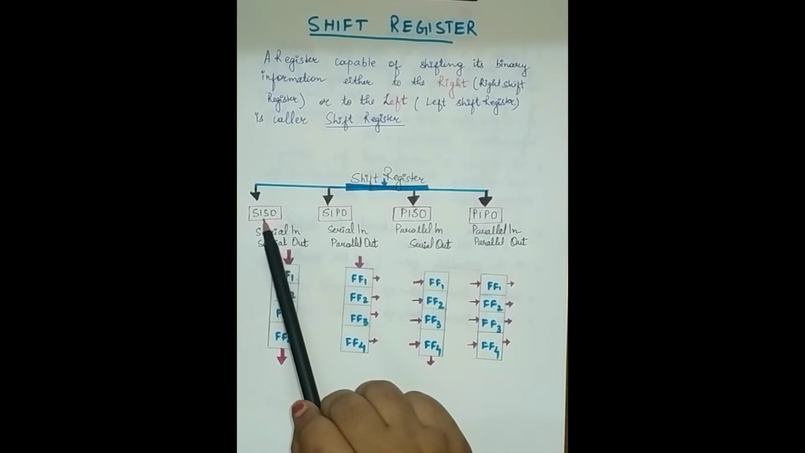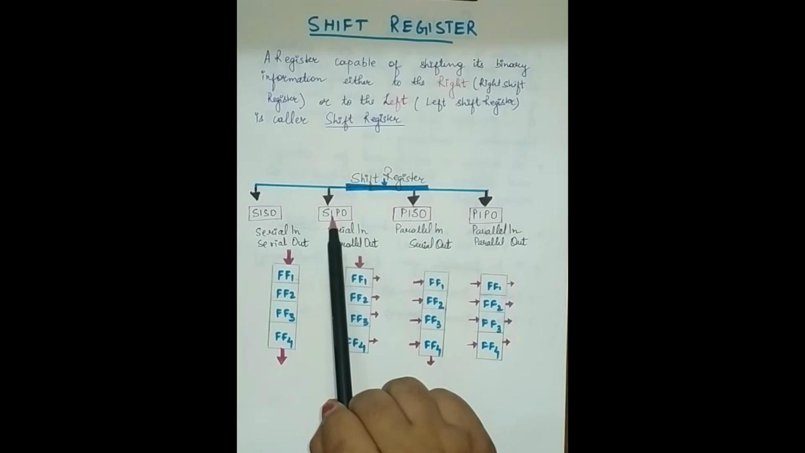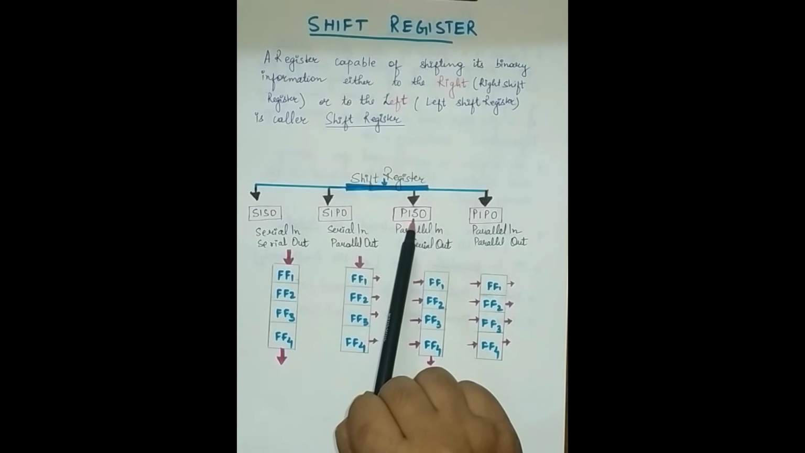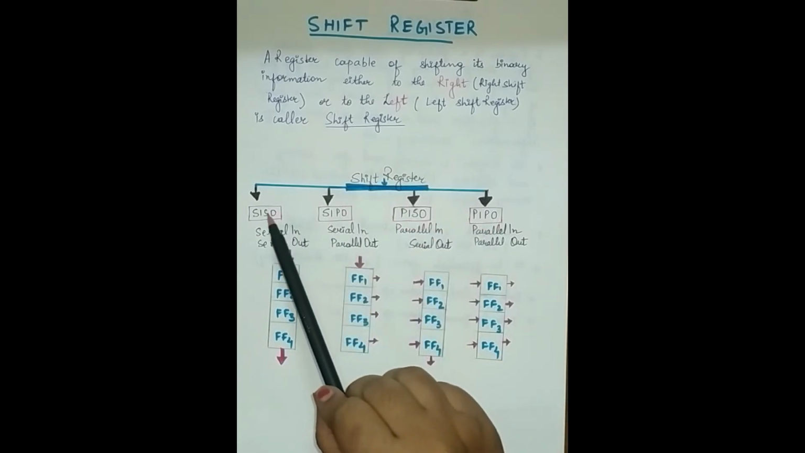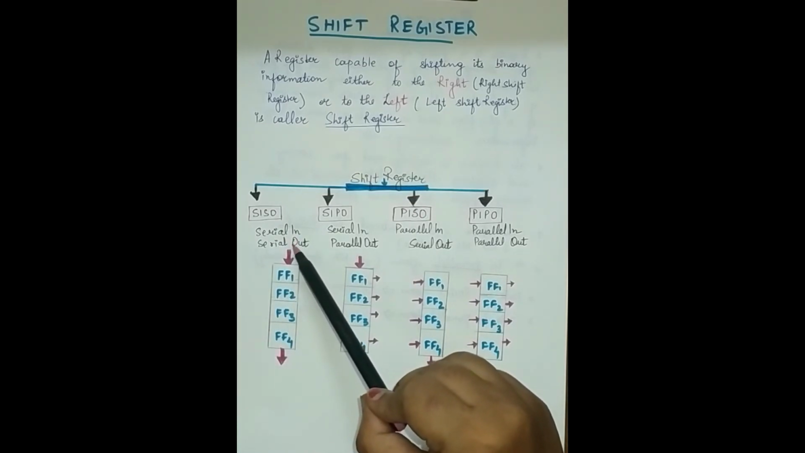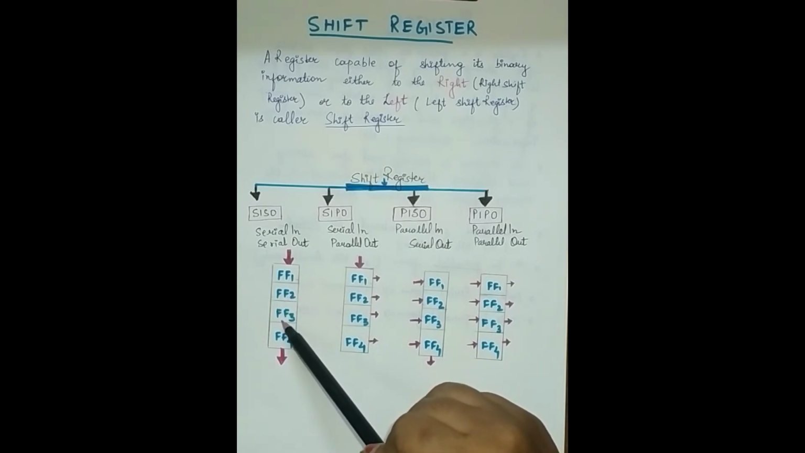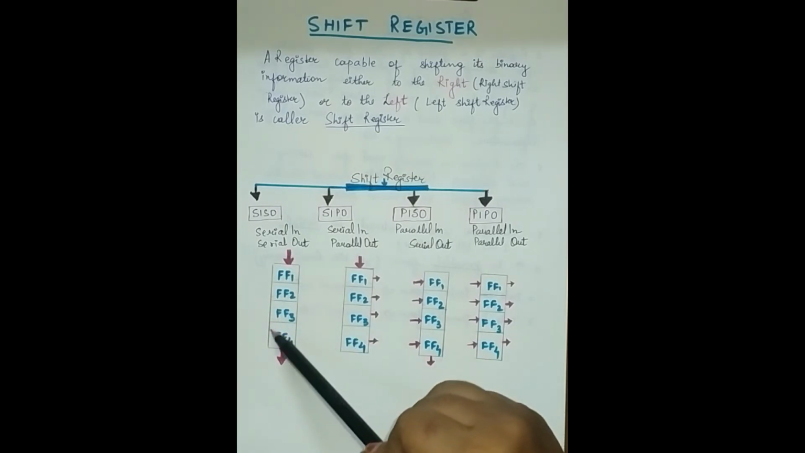The first is known as SISO, or serial in, serial out. The second is known as SIPO, that is serial in, parallel out. The third is known as parallel in, serial out. And the fourth is known as parallel in, parallel out. So see what is serial in, serial out. Suppose I have a register with 4 flip-flops, so the data is entered to the first flip-flop and it goes to the next, then to the next flip-flop, and finally we get the output from the last flip-flop. So this is called serial in and serial out.